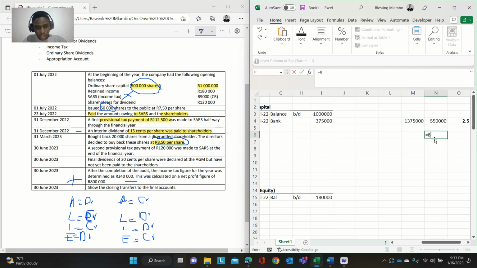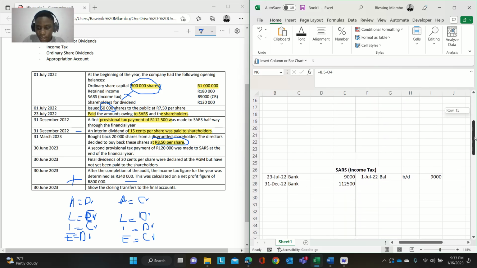So if we take 850 and we subtract this 250, we'll get 6 rand. So there's a 6 rand difference there. Where does this 6 rand go? So this 6 rand is taken from the retained earnings.